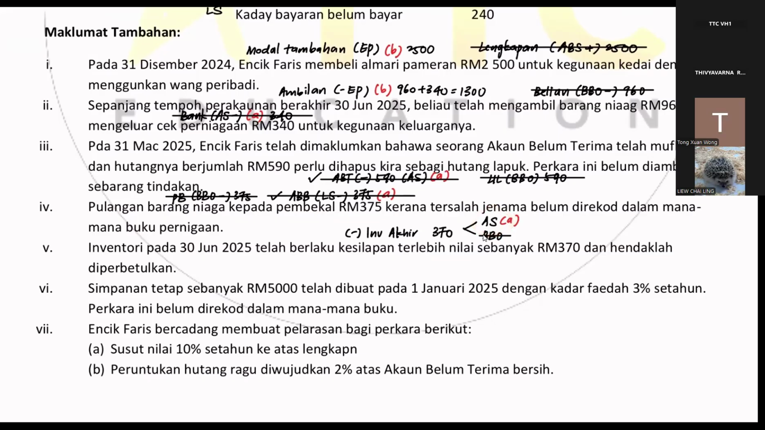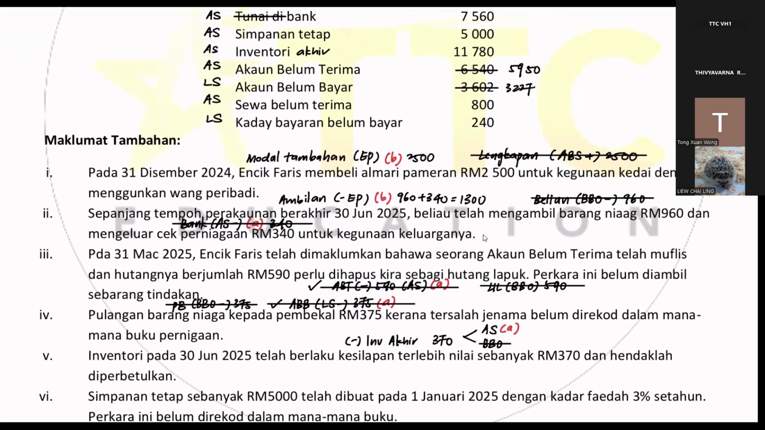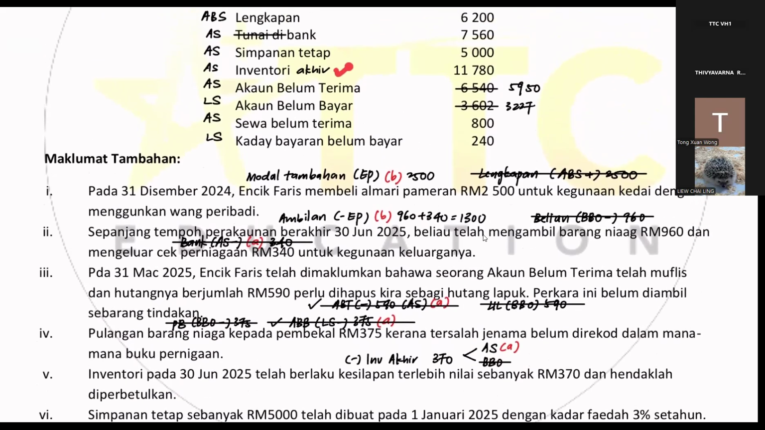Okay, then the mention here, hendaklah dibetulkan. That means we haven't done the correction lah. So we need to do correction for them. So we need to adjust the inventory akhir here by minus 370. So minus 370, you will get 11,410. And done this adjustment, make a remark, we have done this step also, so we can ignore this step also.